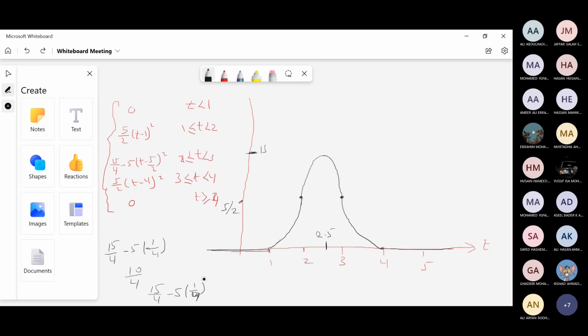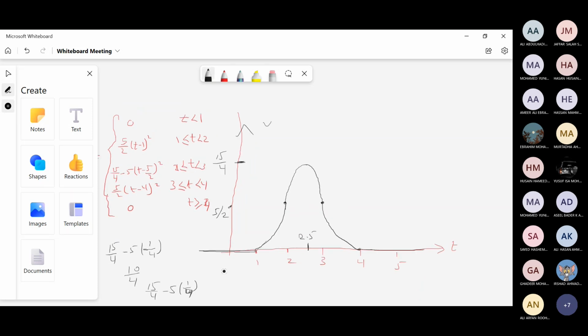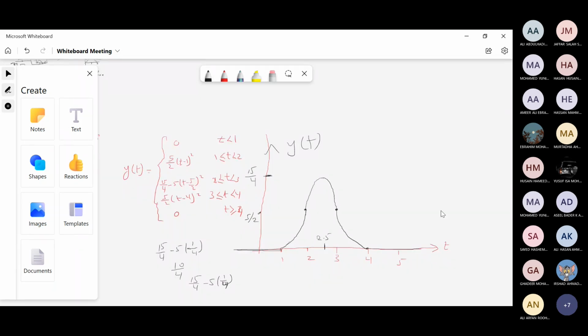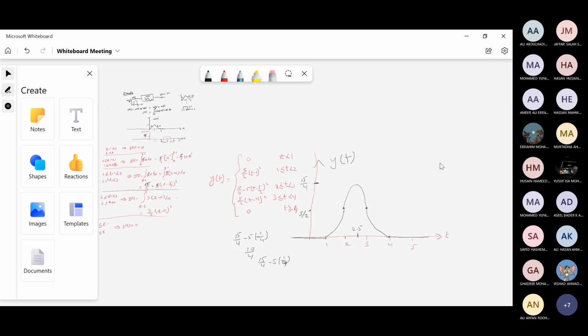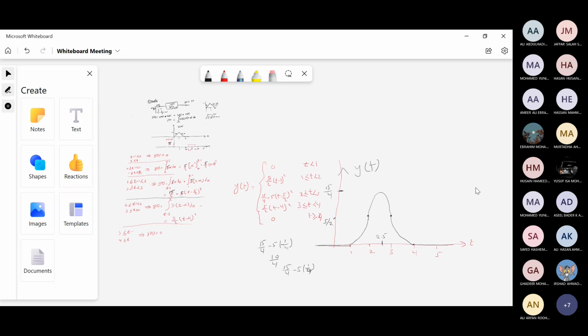It is minus, so that no one asks me why minus this 15 over 4. So then this is y of t. Any question here? Is it clear? Okay.